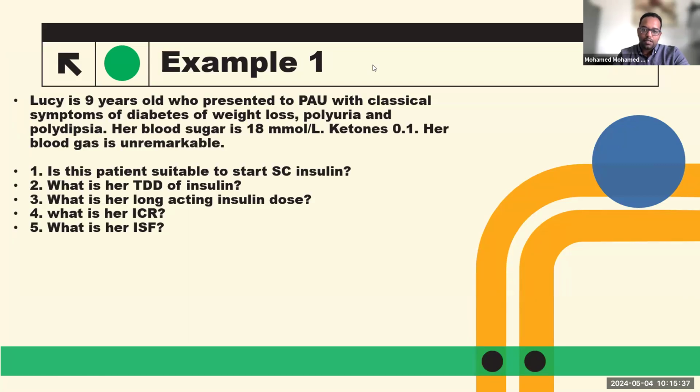Yeah, she can take subcut insulin. Her weight is, is it not there? Okay, so her weight is 30 kilograms. Yes, so her total daily dose is 15, and long acting is 7.5.